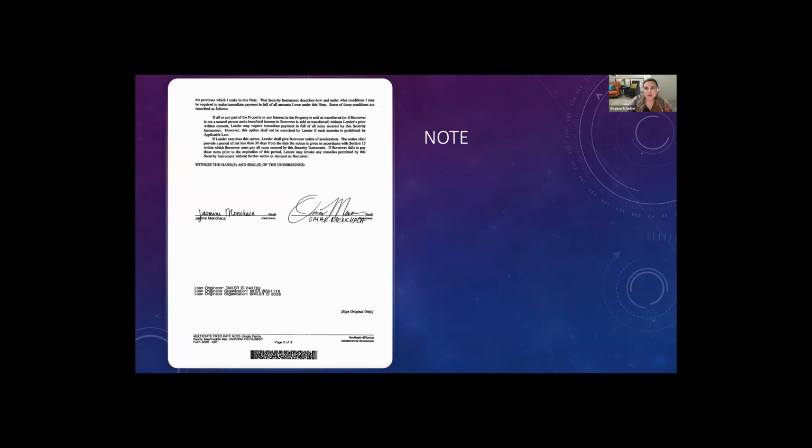All right, next up is the note. So this is the most important document in the set for the borrower. What's wrong with this note? Okay, let's see. Let's try for Andrew. You there, Andrew? Yes, I am. Nice.